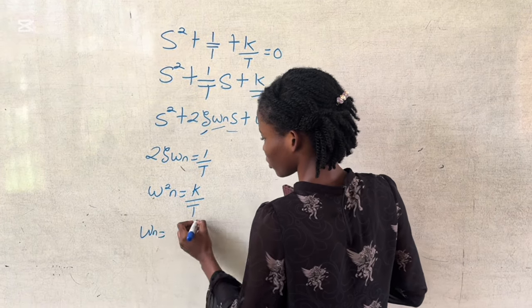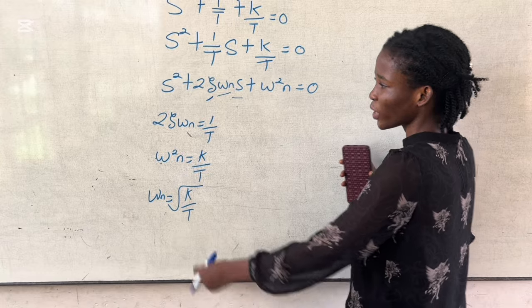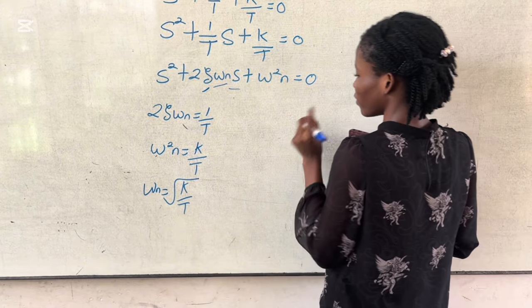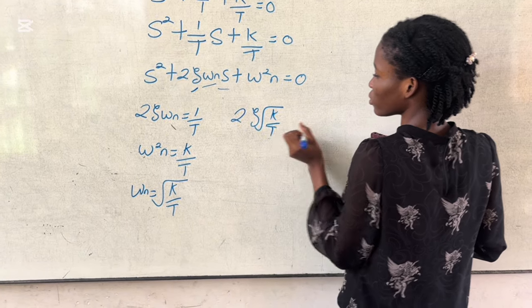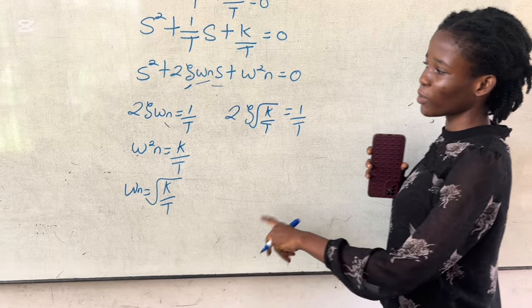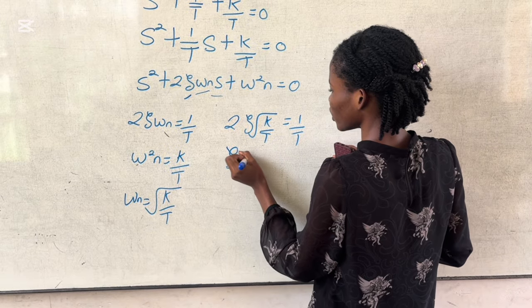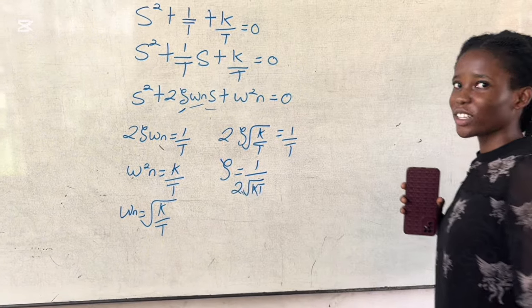So you are going to take the square root of both sides. So we are going to substitute omega n into this equation, which is going to give us the expression. So from here, we are going to make zeta the subject. So zeta is going to give us 1 on 2 root KT. This is our final answer.